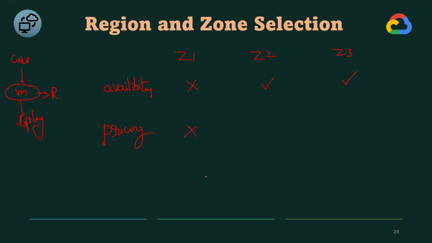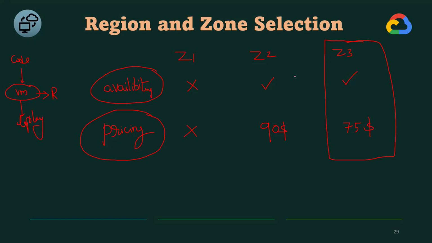Now look at the cost. In zone 2, it is $90. In zone 3, it is $75 only. Where do we have to deploy it, sir? Zone 3. So this is how, whenever you are deploying your resources, we need to consider the availability and pricing both.